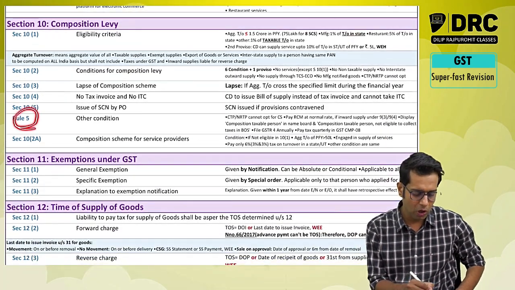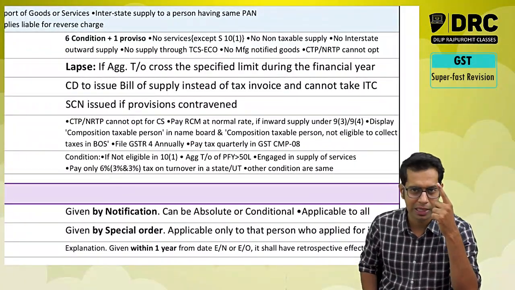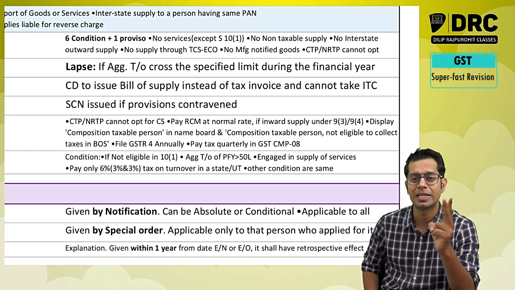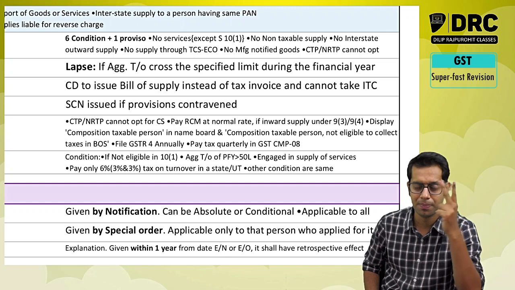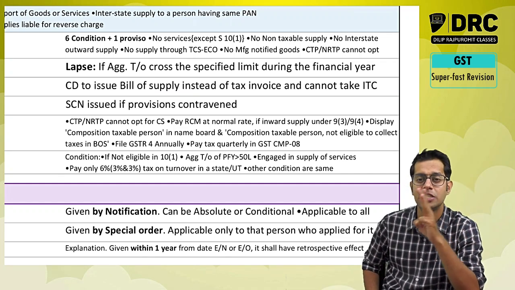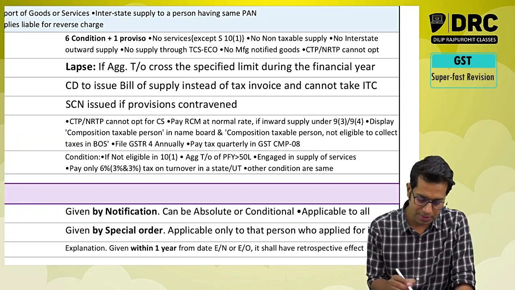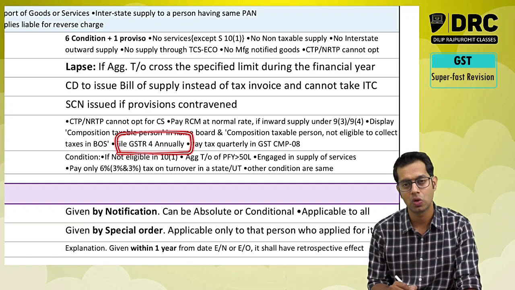Then rule number 5 talks about other conditions for a composition dealer. A casual taxable person and a non-resident taxable person cannot become a composition dealer. A composition dealer will have to mention the words composition taxable person on the notice board or signboard displayed in his business premises. Then he will have to mention the words composition taxable person, not eligible to collect taxes, in the bill of supply issued by him. And a composition taxable person will have to file the return annually, once in a year. The return which he has to file is called GSTR4.